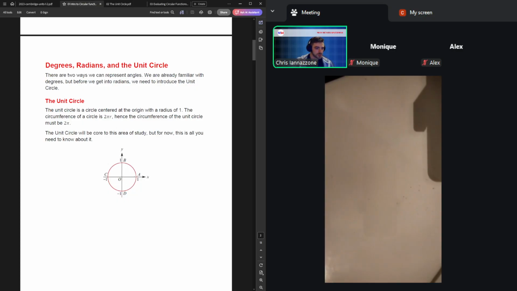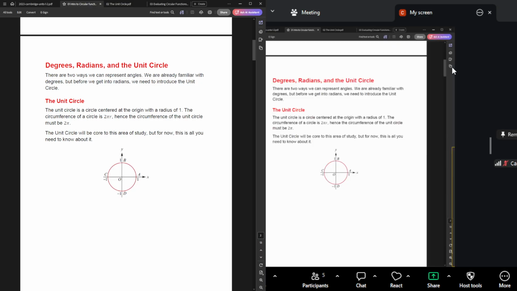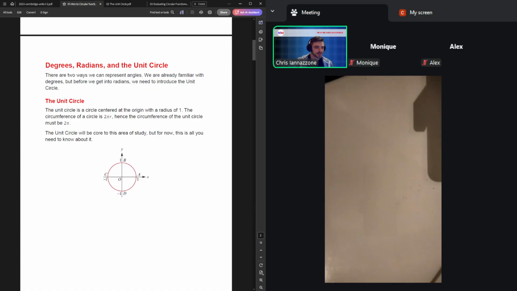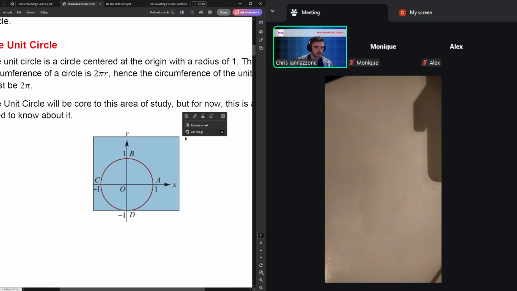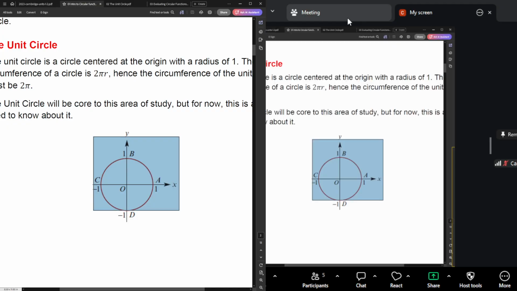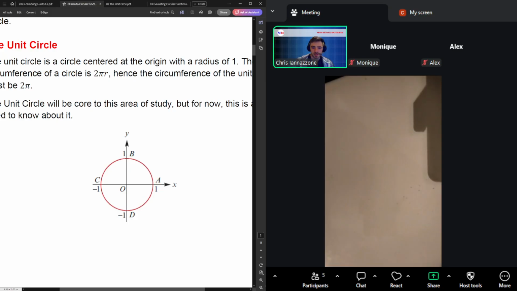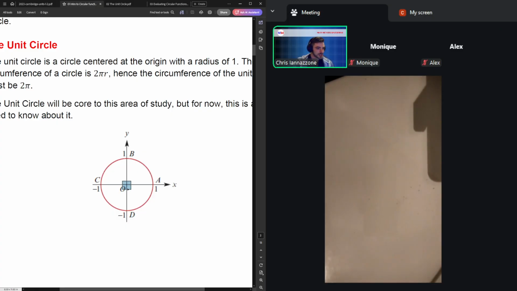So the unit circle, by definition, is a circle that has a radius of 1 and it is centered at the origin. So you can see we've got our xy axis going on there, and there is a circle. So radius 1 means it's intersecting at plus minus 1 for each of the x and y intercepts respectively, and it's centered at the origin.